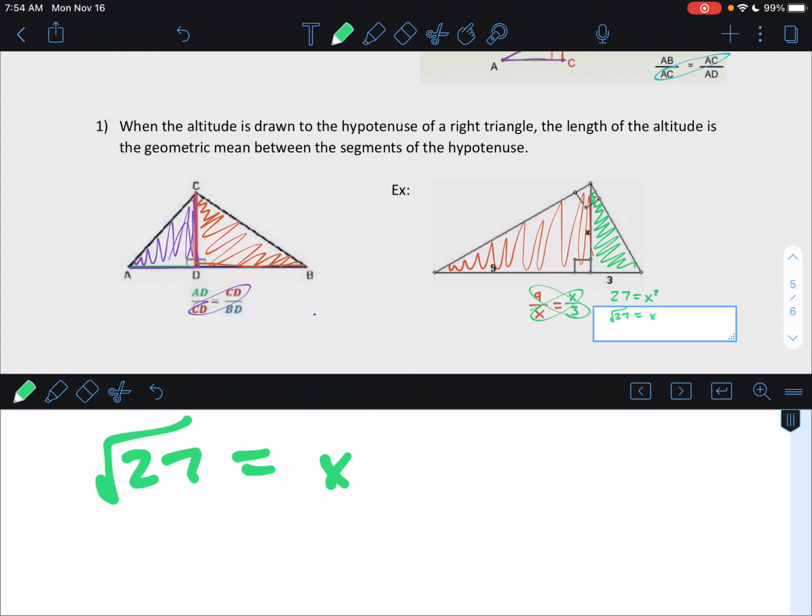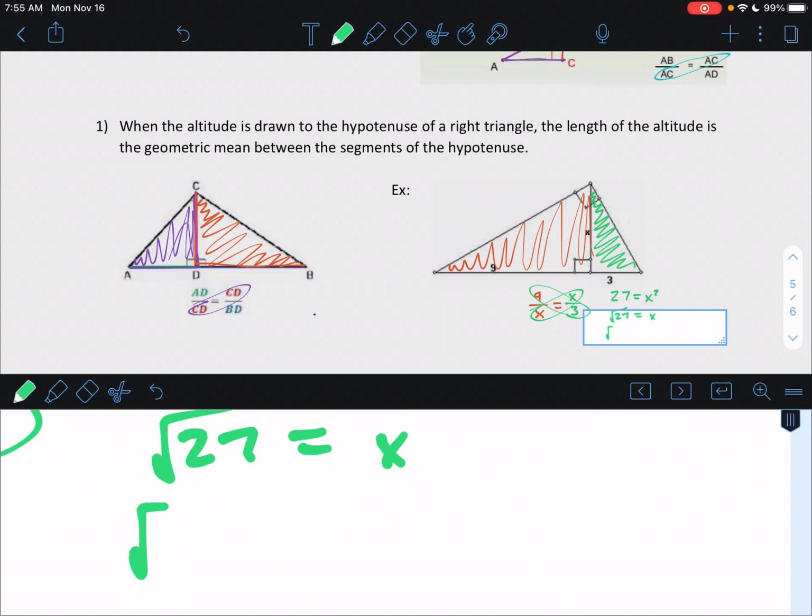And I want to simplify this square root if I can, and that's what we just did on Friday. So let's see, if I have the square root of 27, 27 can split up into the square root of 9 times the square root of 3. And that square root of 9 is going to become 3, and that square root of 3 just stays like that. So there's my answer for x. X is 3 square roots of 3.